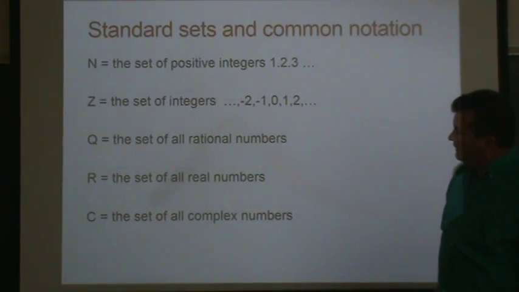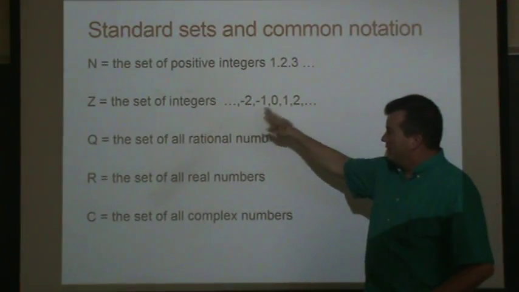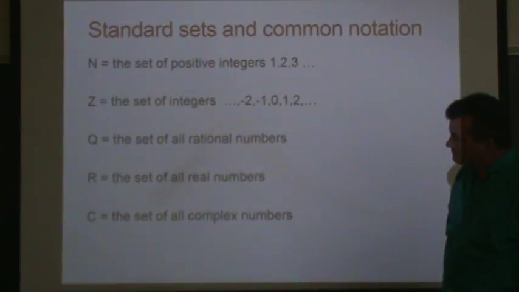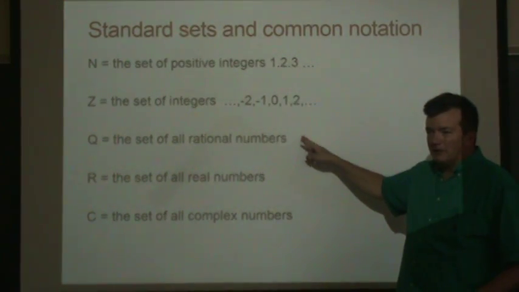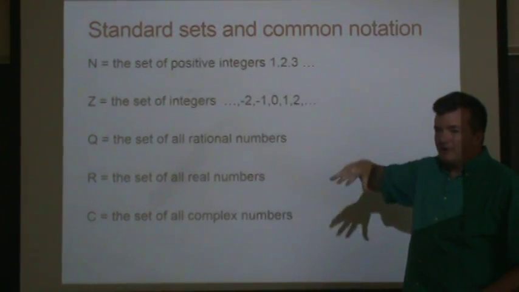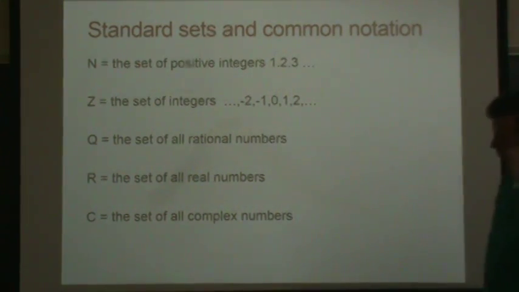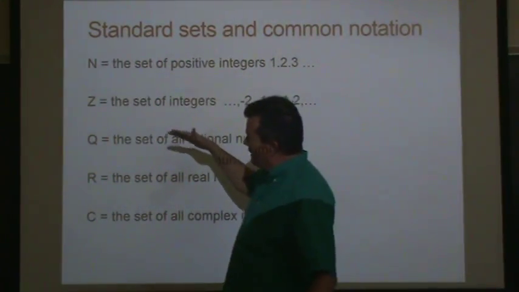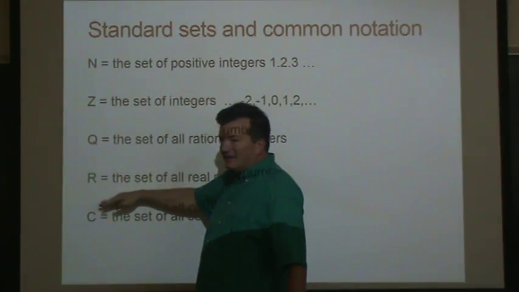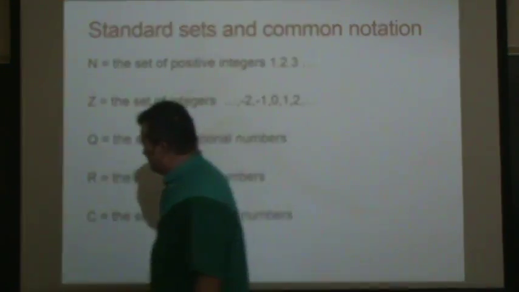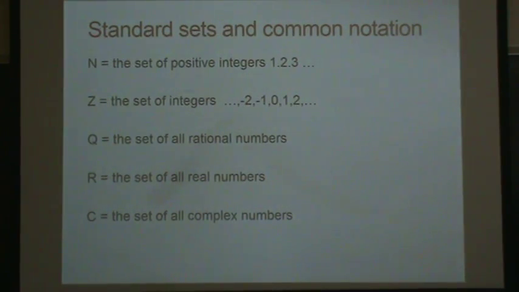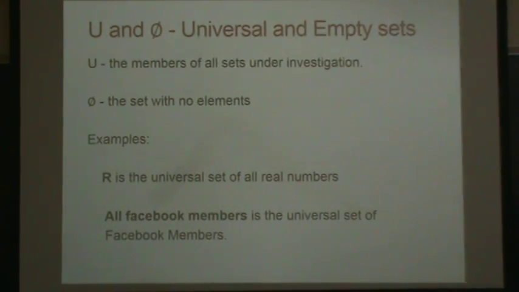Z is the set of all integers, from negative infinity to positive infinity. Q is the set of all rational numbers, so that's any number that can be expressed as a number divided by another number, which is a subset of all real numbers. R is the set of all real numbers, and C is the set of all complex numbers. It's just popular mathematical notation. If you see these letters, it means that set of numbers. That's more of a math thing than anything else.